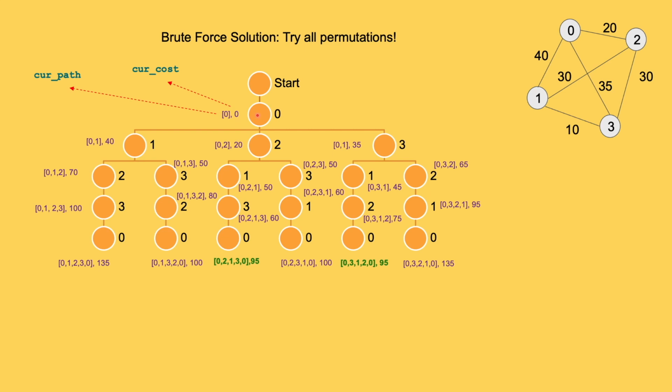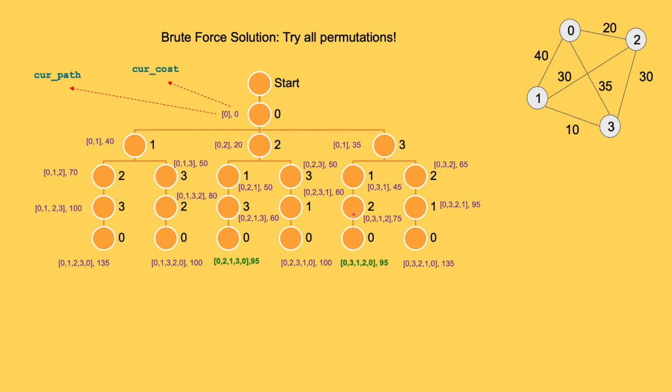For example, when we go from 0 to 1, we add 1 to the end of this vector, and we update the current cost with the previous cost plus the weight or the cost of going from 0 to 1, which is 40. Now, when we go from 1 to 2, we add 2 to the end of this vector, and then we add the cost of going 1 to 2, which is 30, to the previous value to get 70. When we go from 2 to 3, we add 3 to the end of this vector, and then we add the cost of going from 2 to 3, which is 30, to our previous cost to get 100. And then finally, we go to node 0, so the total cost is 135.